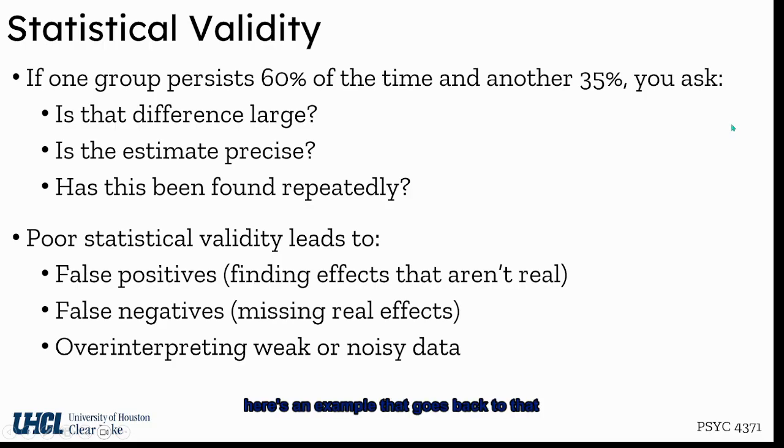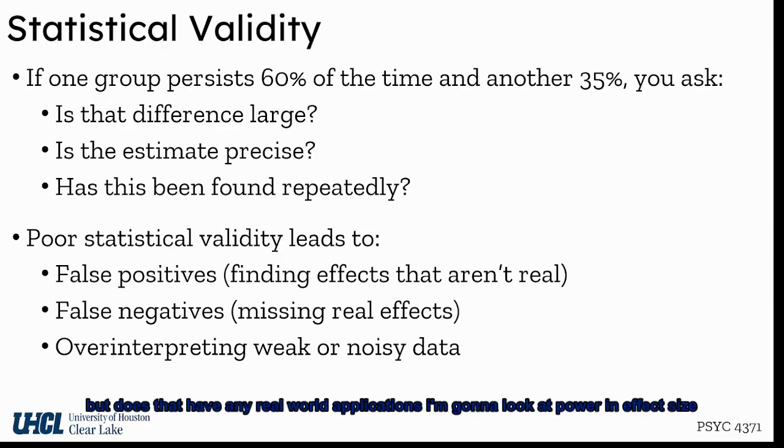Here's an example that goes back to that situation in Morling's book about persistence. So if I have two groups of children and one group persists at a task 60% of the time and the other group only 35% of the time, I want to know if that difference between 60 and 35 is large, right? It could be statistically significant, but does that have any real-world application?